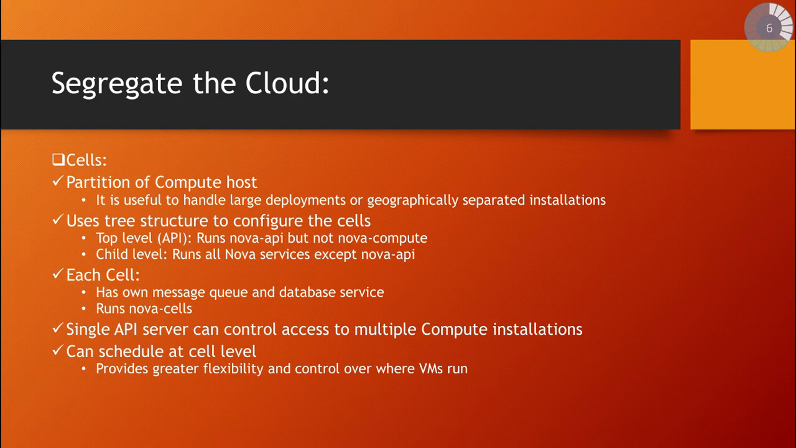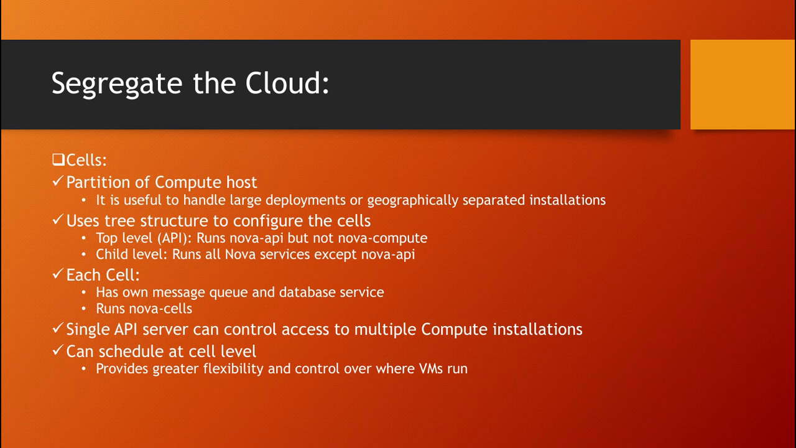Then you can segregate the cloud. So how can you do it? Here you have a few terminologies. The first terminology is called cells. Cells are nothing but a partition of your compute hosts. Why you need cells is mainly to handle large deployments or geographically separated installations.